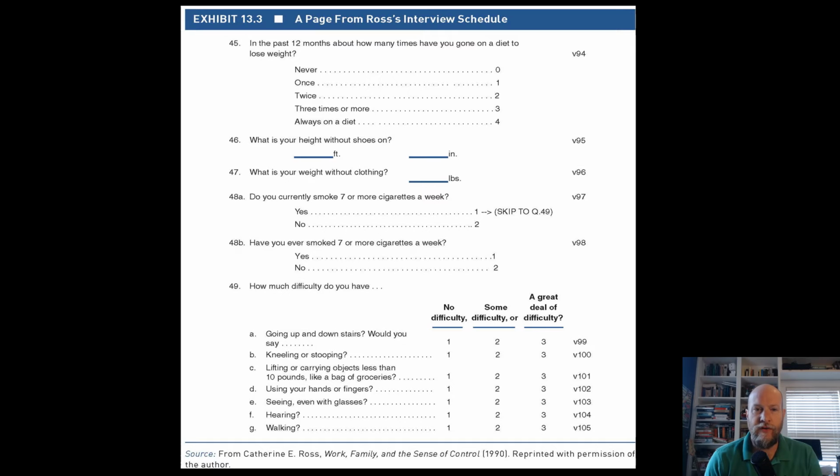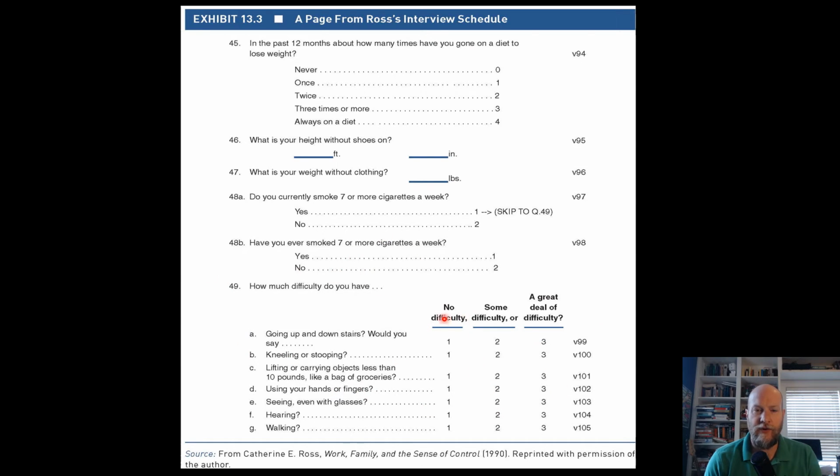This is reprinted from your book. If you look here, we've got some individual standalone questions in the past 12 months. How many times have you gone on a diet to lose weight? That has these responses on a Likert scale. What is your weight without shoes on? What is your weight without clothing? Do you currently smoke? And then you get down to this subset here, number 49.